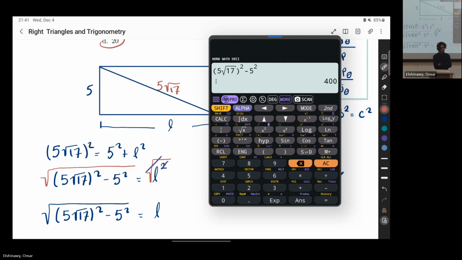What was the mistake you made? I was just entering it wrong. Yeah, you need to be careful, because if you just write 5 square root of 17 squared, it will only compute the square on the square root of 17. So you get 5 times 17 minus 5 squared, which is 5 times 12, 60. Then the square root of 60 is something ugly.